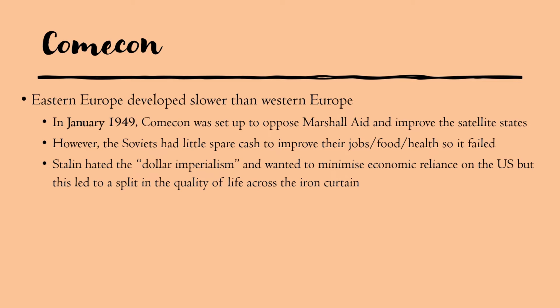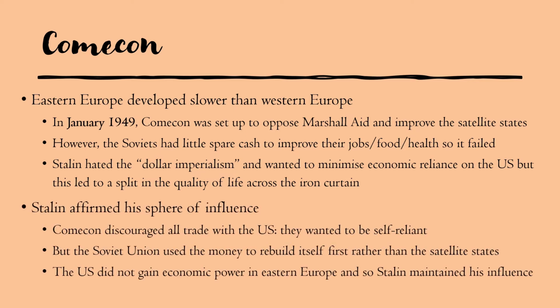But because he wasn't ploughing money into the satellite states, they had to. There was a huge split in quality of life across the Iron Curtain. They recovered a lot slower, and so there was this huge rift in the quality of life across the Iron Curtain. The second effect was that Stalin affirmed his sphere of influence. So through Comecon, he discouraged any trade whatsoever by satellite states with America. He wanted the satellite states to be completely self-reliant, to have everything they needed for themselves without having to trade.